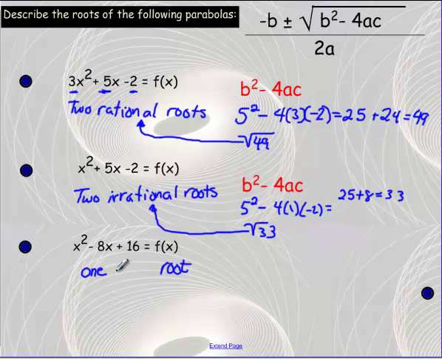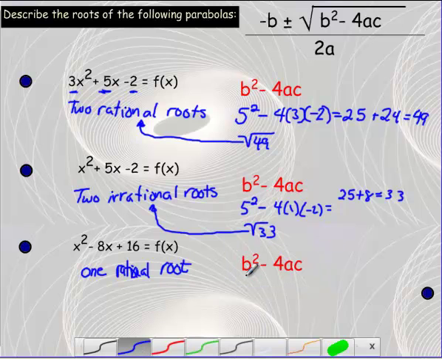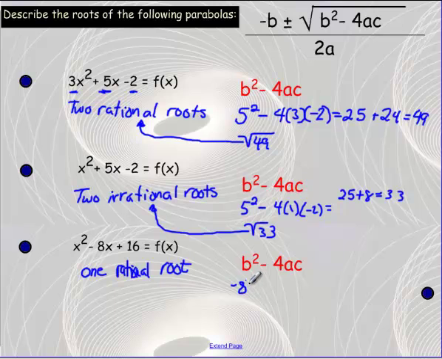Well, for the most part, you're in Algebra 1, and when there's Algebra 2, they're not going to make anything hard on you, so it's going to be 1 rational root. And I can prove it to you using the quadratic discriminant. So I take b squared minus 4 times a times c. That gets me 64 minus 64.